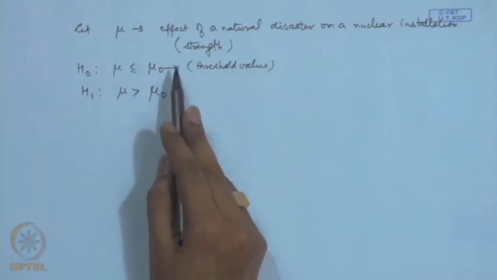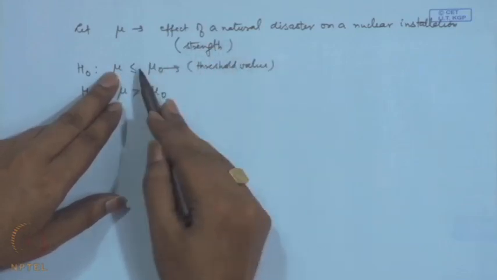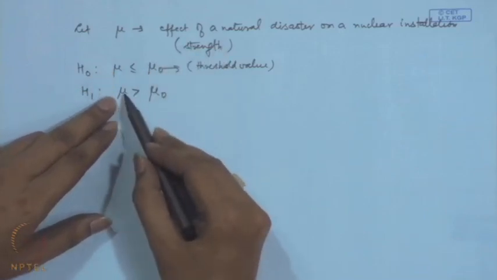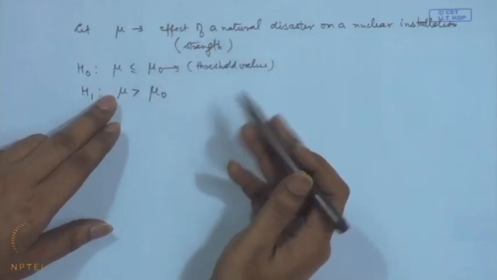That means, if the strength of the natural disaster is below this, then the damage will not be much. However, if it is above this, the installation will be demolished. For example, the effect of a tsunami that we observed last year in the Fukushima nuclear plant in Japan. The effect of the disaster was such that it basically demolished the nuclear installation, leading to a very wide catastrophic effect.